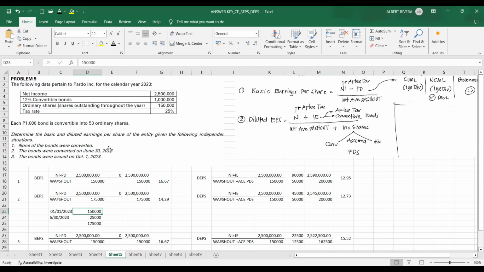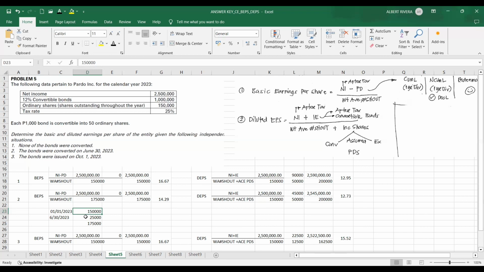So, get the weighted average. So, the weighted would be 1,000 times 50, right? 1 million divided by 1,000, that is 1,000 times 50. And that is outstanding for how many months? From June to December, so that is 6 over 12. Because it is weighted. Okay? So the weighted average number of shares here is 175. Where does it come from again? This is your January, 150,000. Outstanding for 12 months over 12, so that is 150.